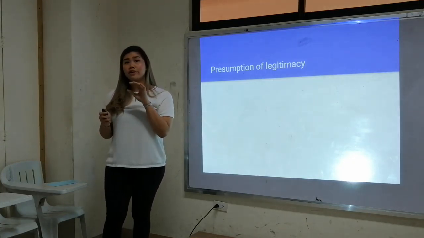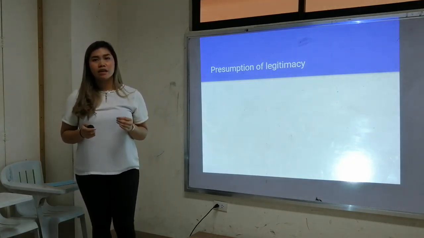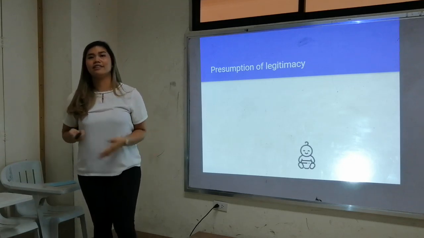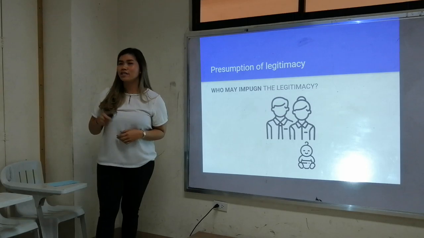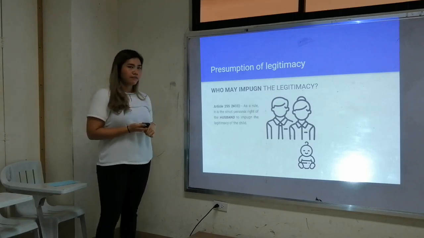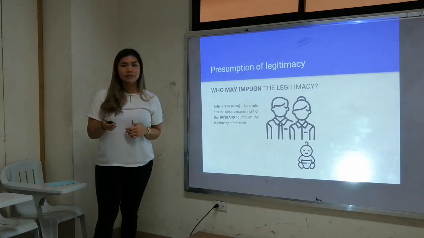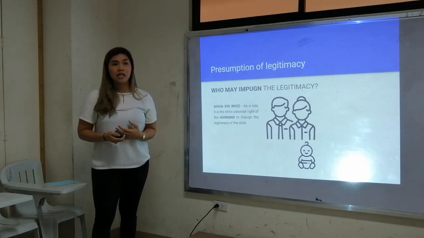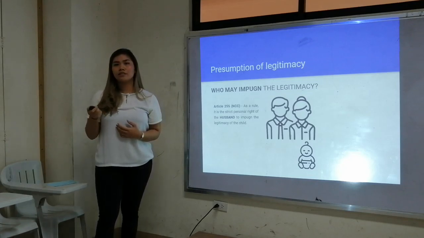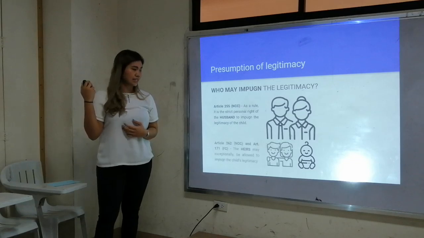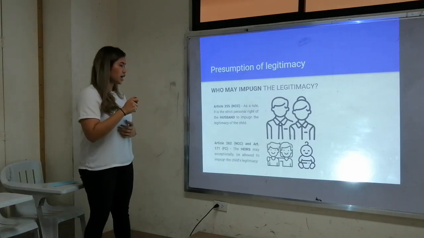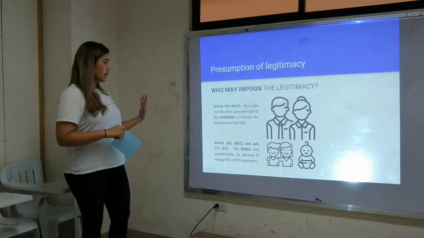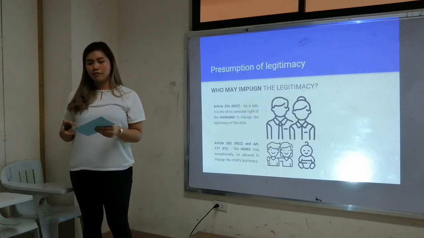Okay, so now that we know the grounds for impugning legitimacy, the next question is, who can impugn the legitimacy of the child? The baby. Okay, so is it the father or is it the mother? Under Article 255 of the New Civil Code, it is the strict personal right of the husband to impugn the legitimacy of the child. Okay? Is there strict personal right? Who else? The heirs may exceptionally be allowed to impugn the child's legitimacy as provided for in Article 266 of the NCC and Article 171 of the Family Code.